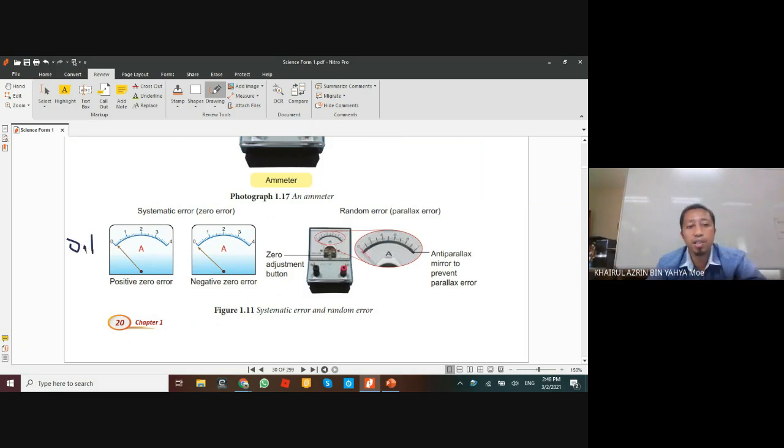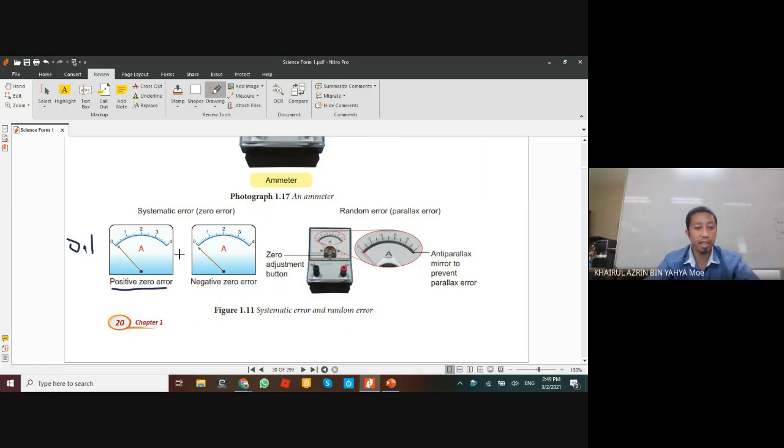0.1. So this one we call positive zero error. It hasn't read anything yet, but it already shows the number 0.1. Okay, and then this one is negative zero error. Negative because less than zero. It starts already less than zero. So this is wrong. We call it negative zero error.